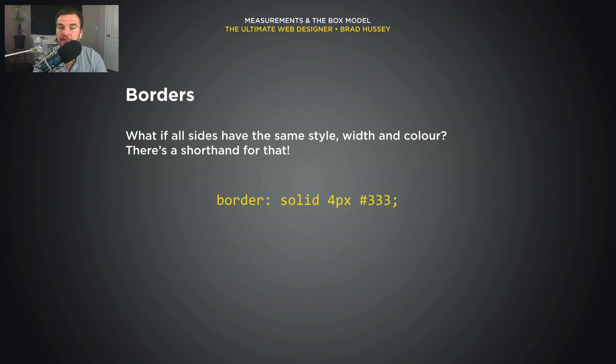What if all sides have the same style, width, and color? Well, there's a shorthand for that too. You could just say border, solid, 4 pixels, and this specific HTML code.